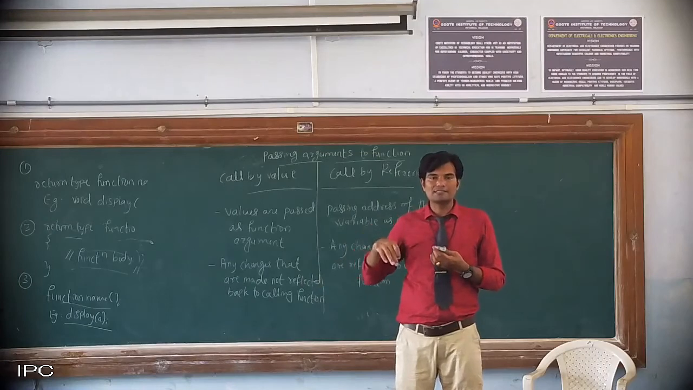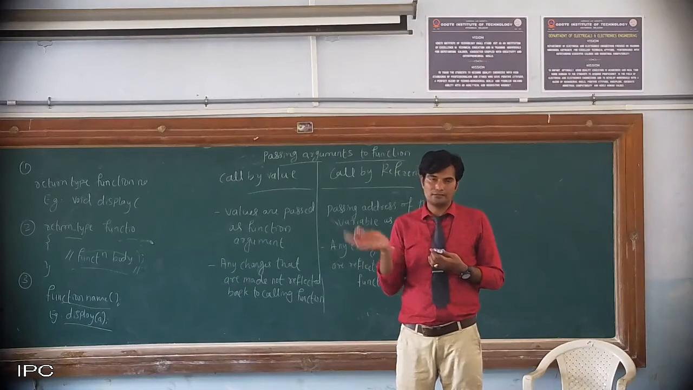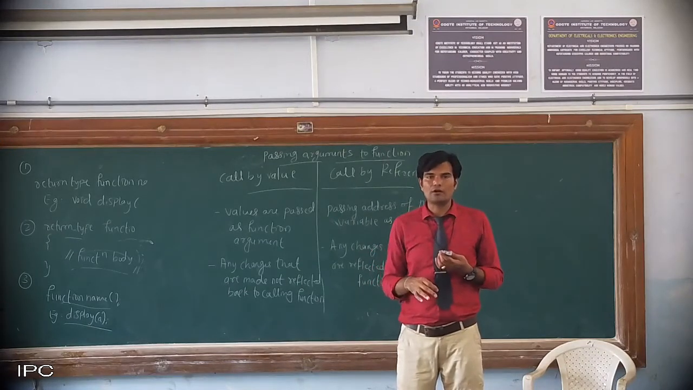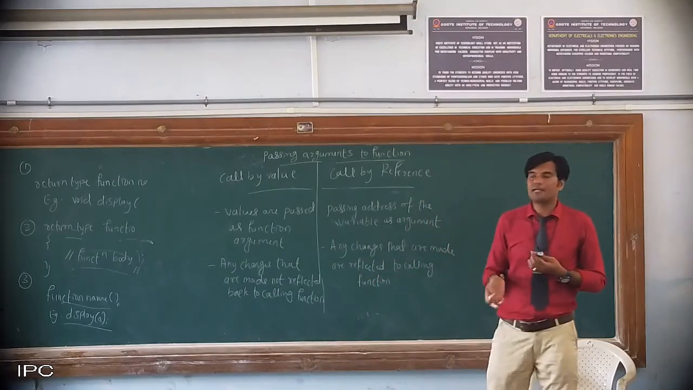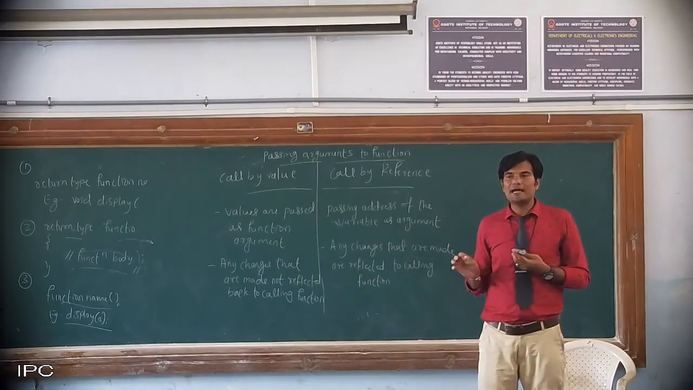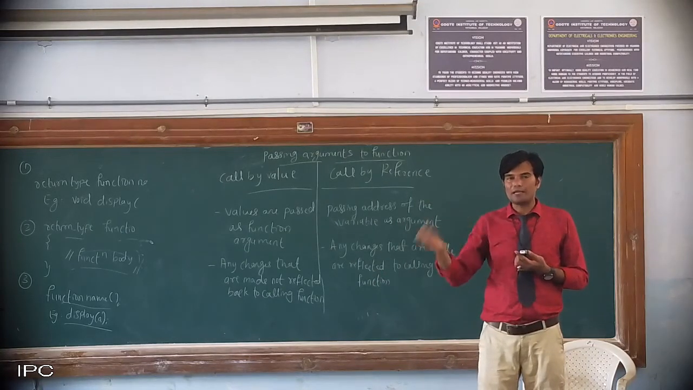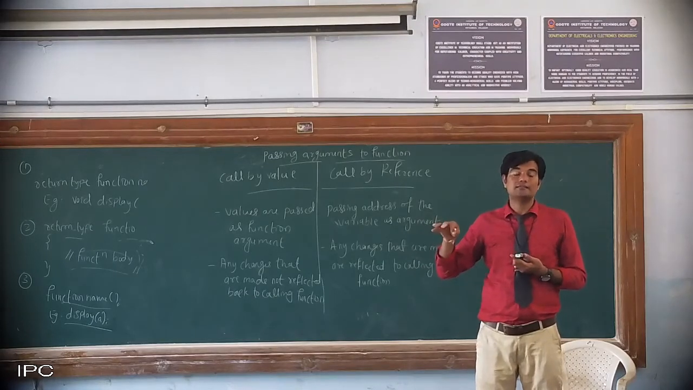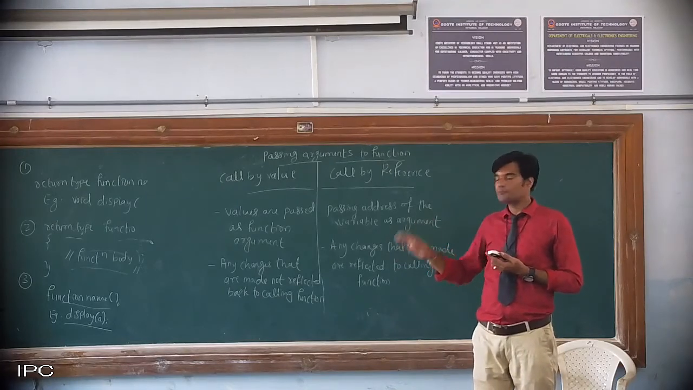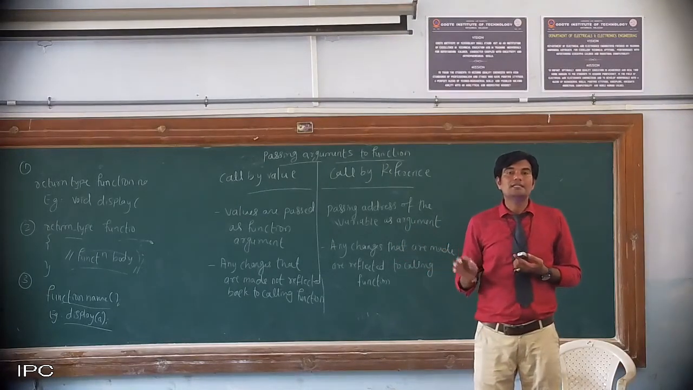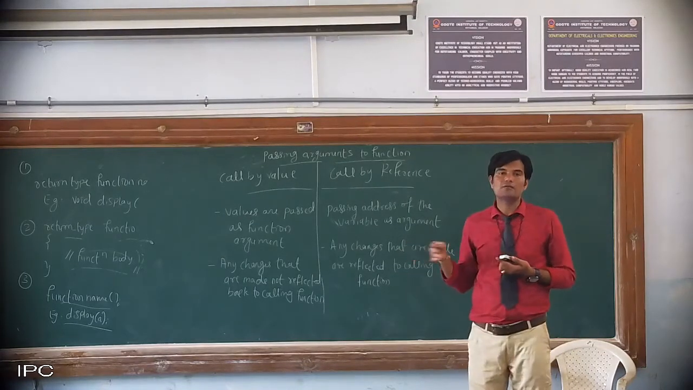In the function, it makes some changes, and whenever it comes back to the function call, any changes that were made are not reflected in the calling function. It means I have written one function call and I am calling that function, and some changes are made. After those changes, when it comes back to the calling function, these changes are not reflected. That is one disadvantage of using call by value.